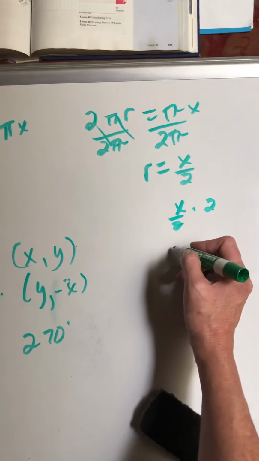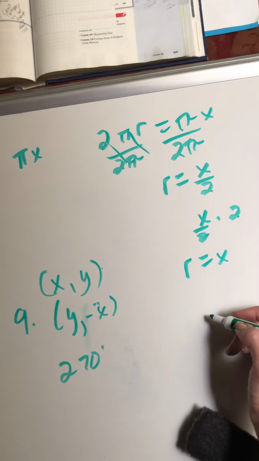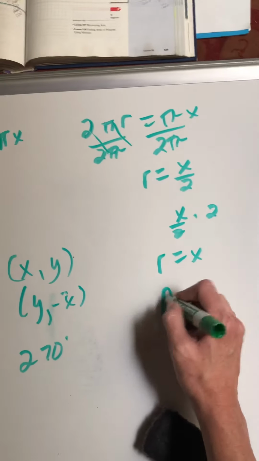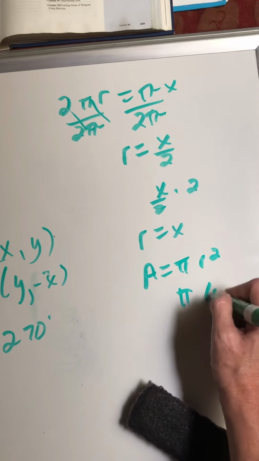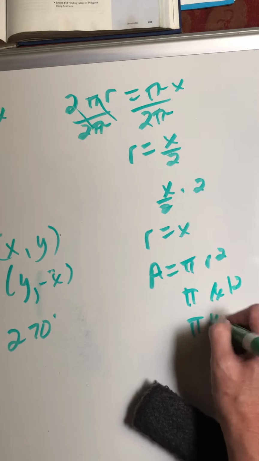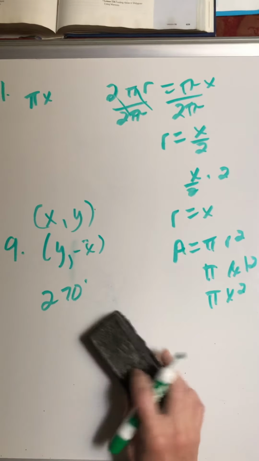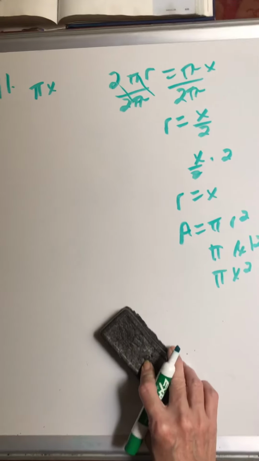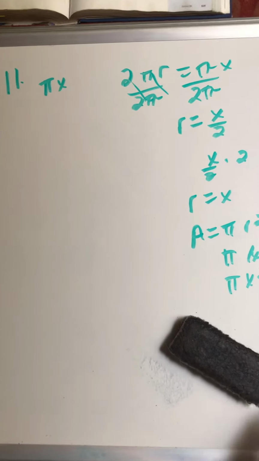Well, if it's increased by a factor of 2, that just leaves a radius of x. Then we want to find the area of the circle. Well, area of a circle is pi r squared. So pi times x squared. So pi x squared. So that's this stuff. When you're changing the dimensions, what happens when you change the dimensions? So that's the way 11 works.